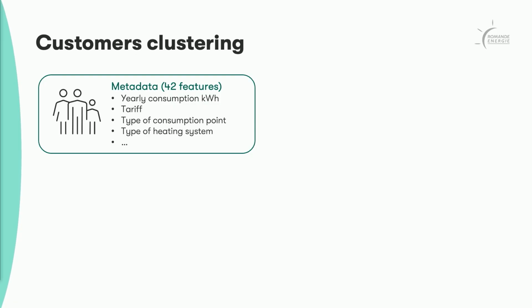For this, we took a simple approach based on metadata clustering. For each one of our 250,000 customers, we have 42 features at our disposal, from different categories. It can be yearly consumption in kilowatt hours, it can be the tariff, it can be the type of heating system. We gather this information from two data sources: SAP, which is our ERP, but we also use some open data coming from the Swiss Confederation.